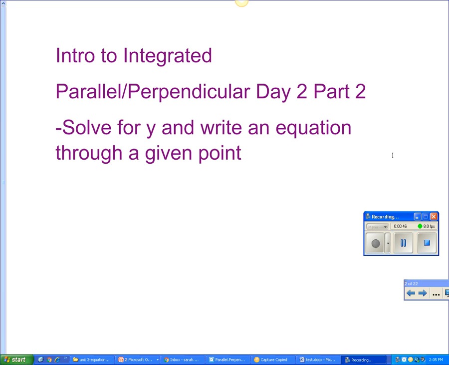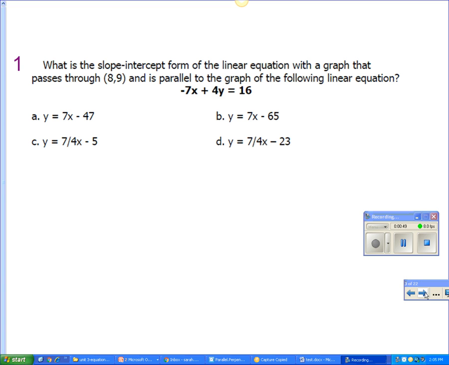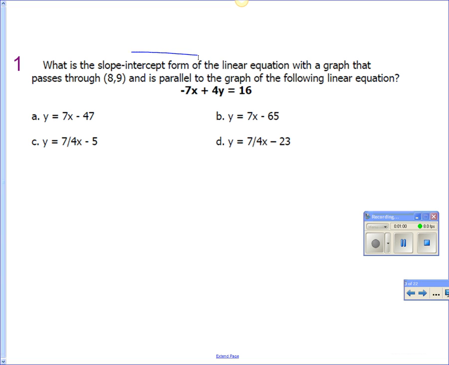All right. So, number 1 says, what is the slope-intercept form of the linear equation with a graph that passes through 8, 9 and is parallel to the graph of the following linear equation? Okay, so when they say slope-intercept form of a line, they just want the formula for a line. So we already know what that formula is. What's the formula for a line? Okay, y equals mx plus b. We also have the point 8 and 9, and so that's going to be our x and y, just like normal.